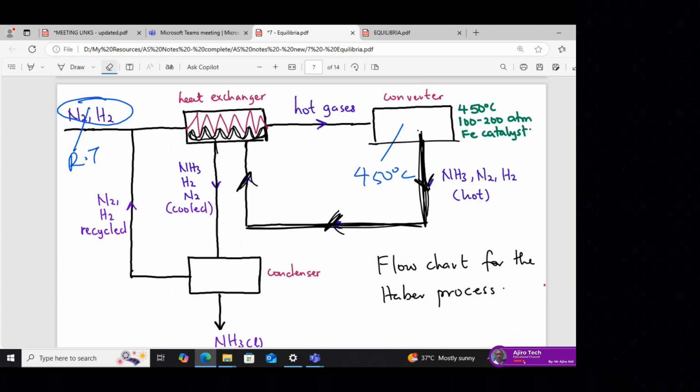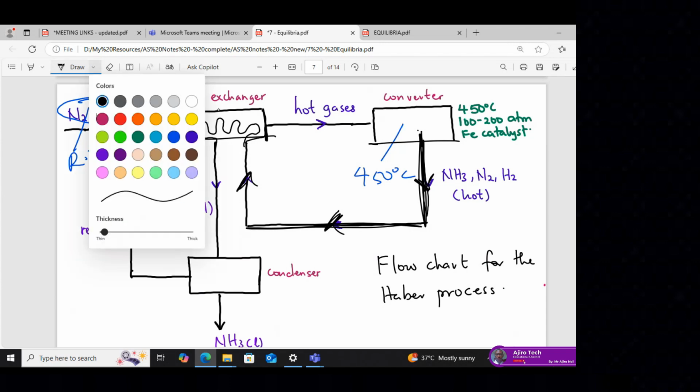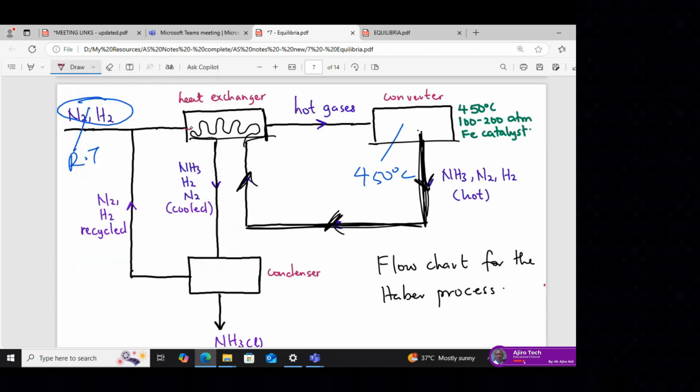Okay. Do you get English? Yes, sir. This is ammonia. Look at ammonia. Ammonia is losing heat. Then it comes out of here. This is hydrogen and nitrogen. They are gaining heat, and go.